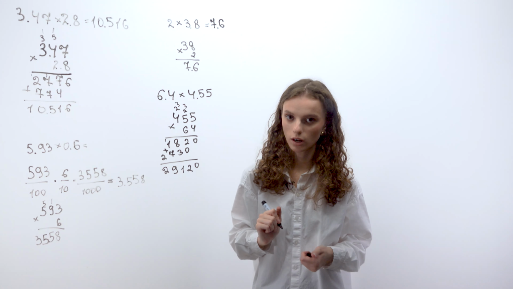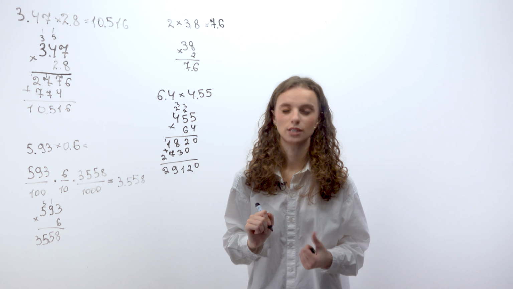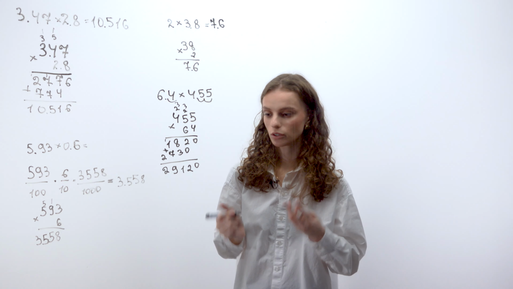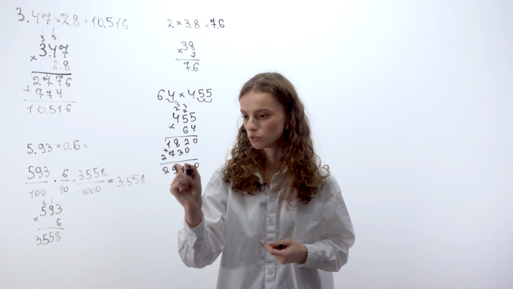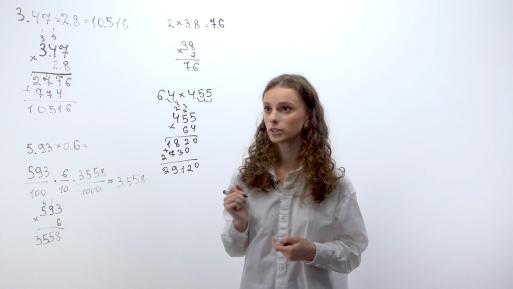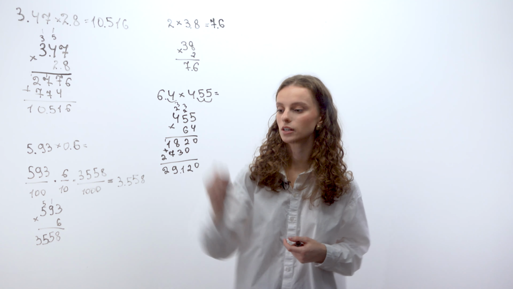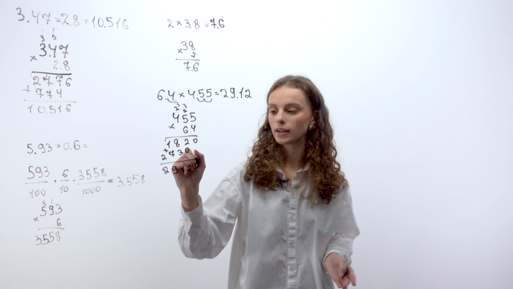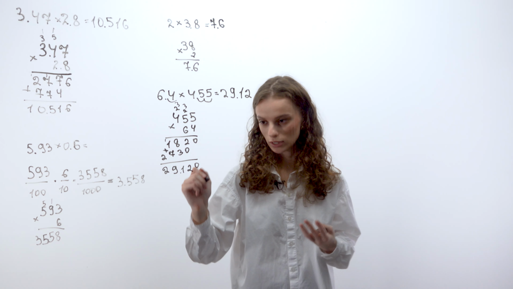29,120. Let's count how many digits we have after the decimal point. We have 1 here and 2 here, so 3 in total. Count back 3. 1, 2, 3. Put the decimal point, and my final answer is 29.12.